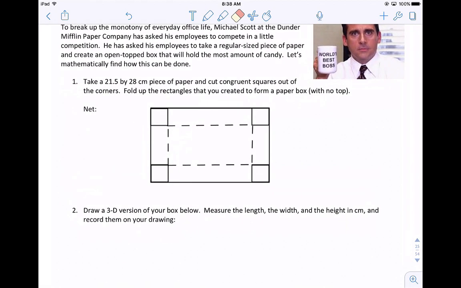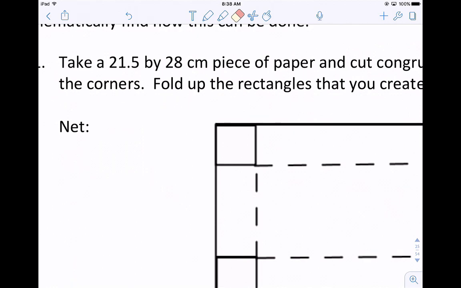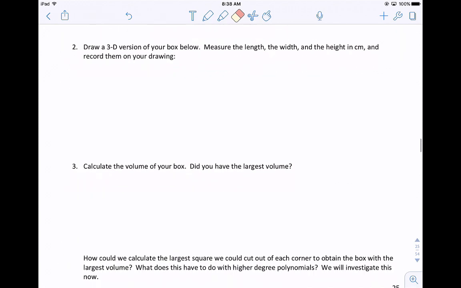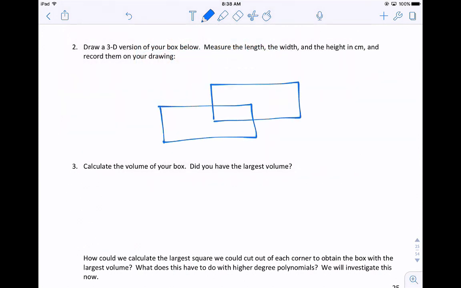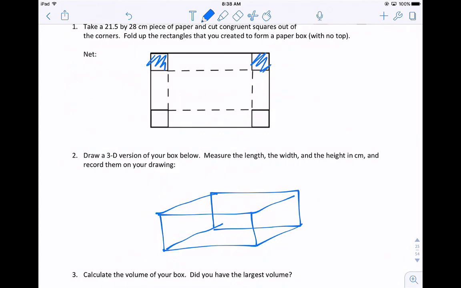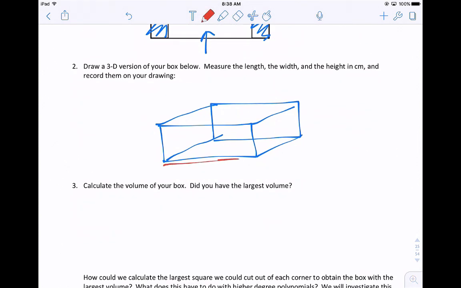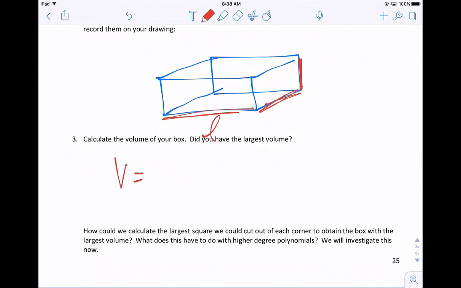Everyone gets a piece of printer paper, which is 21.5 by 28 centimeters. We cut out boxes from the corners and fold it up to make a 3D box. So we had a box with an open top. We cut out the corners and folded up the sides, and I had every student measure the length, the width, and the height to get the volume. Again, volume equals length times width times height.